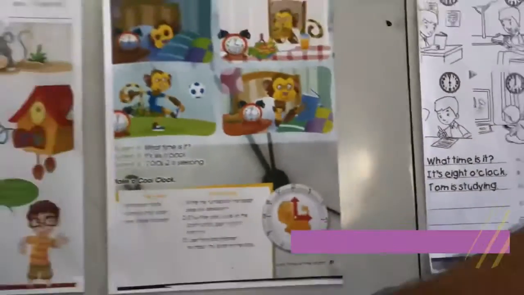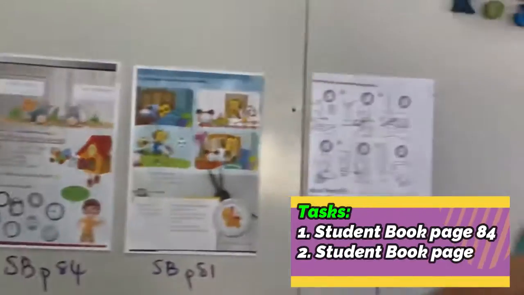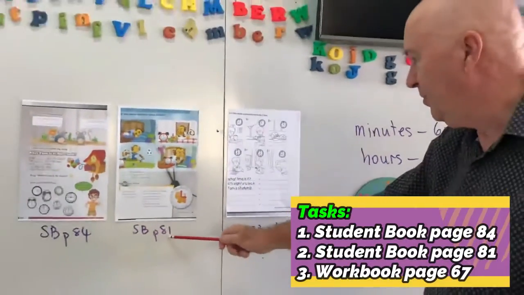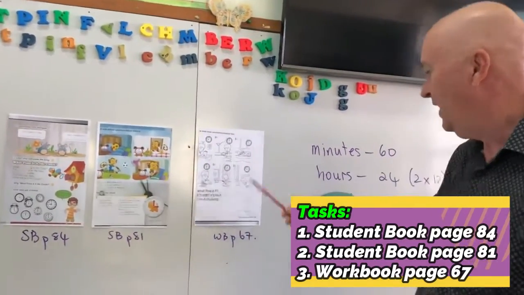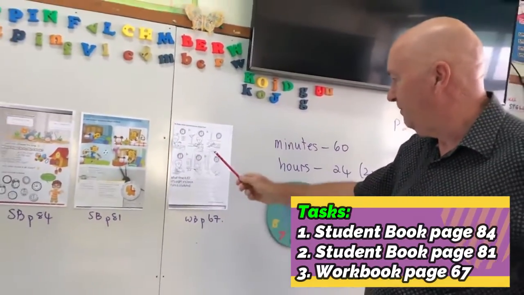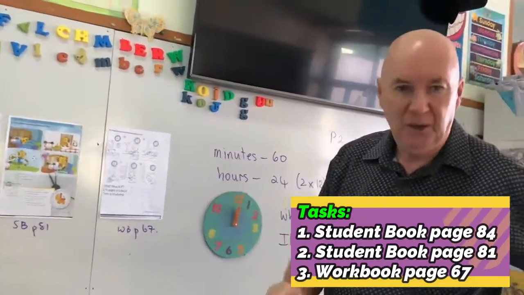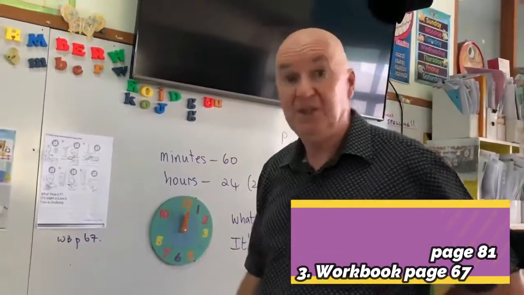So we got student book 84. Put in the words. Have a look at student book 81. See if you can do that. Just talk it. And then workbook 67. See if you can put the two together. What's the time and what is Tom doing?